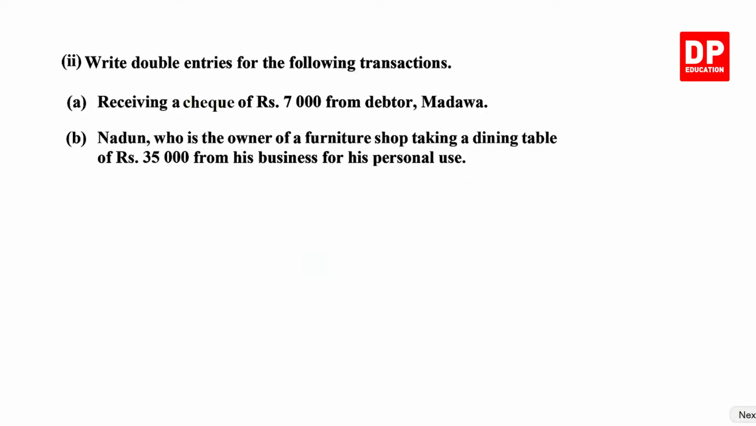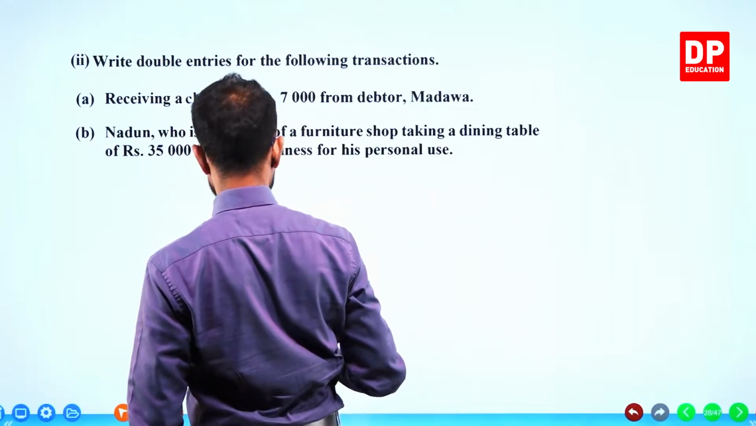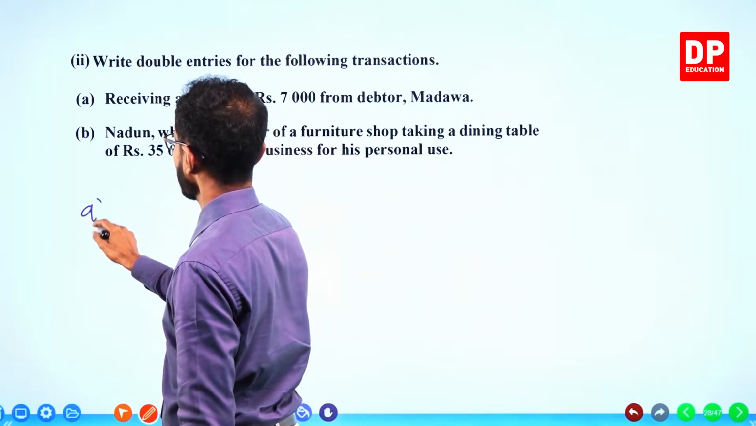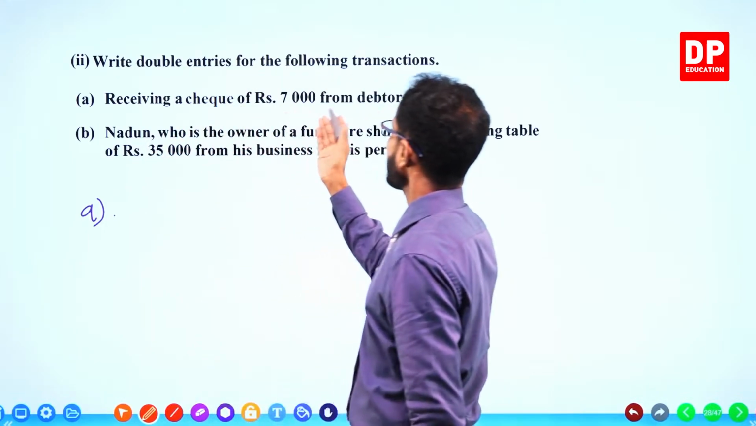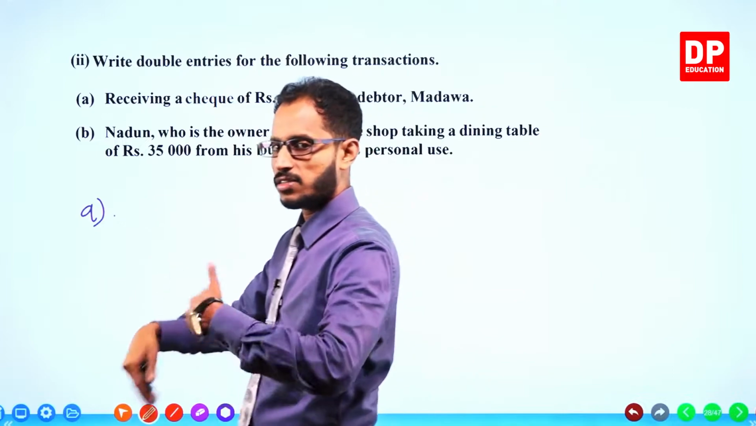Write the double entries for the following transactions. Double entries, easy peasy, nothing to think about. A, receiving a check of 7,000 from debtor Madhav. Madhav is a debtor, he has paid us a check of 7,000.